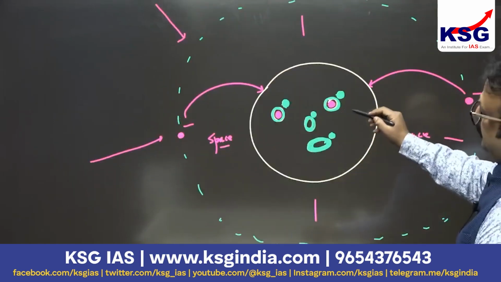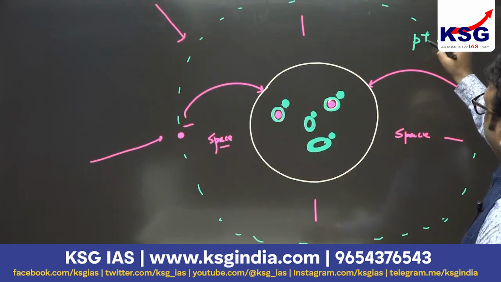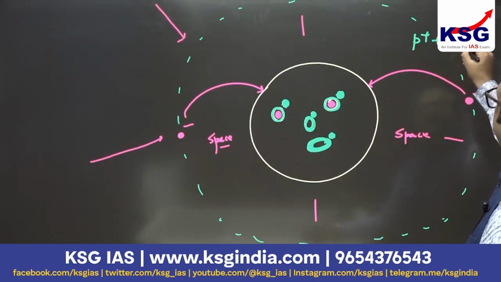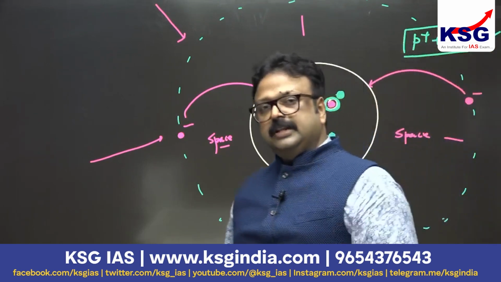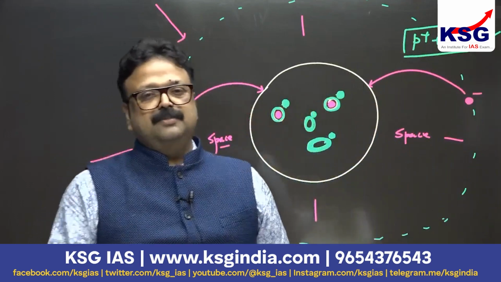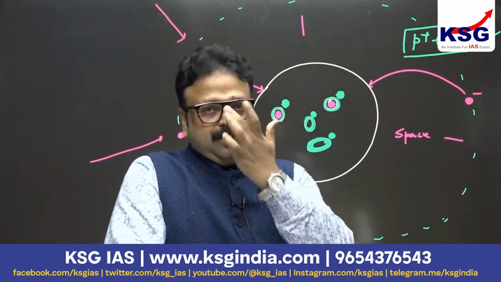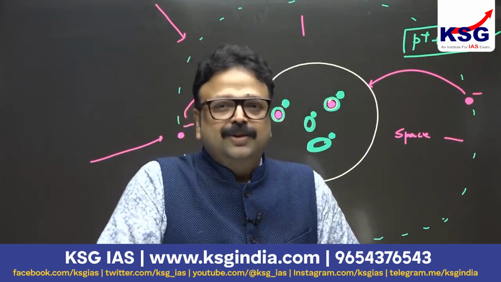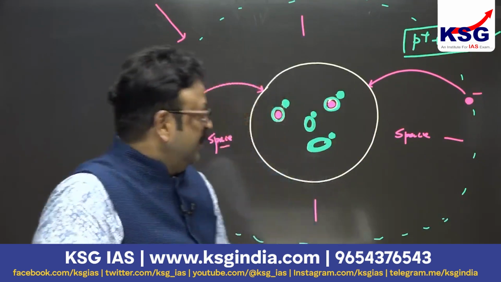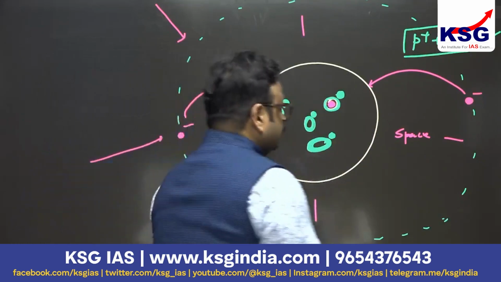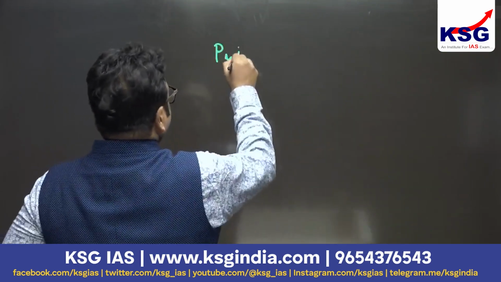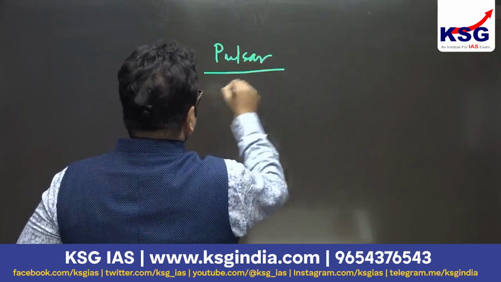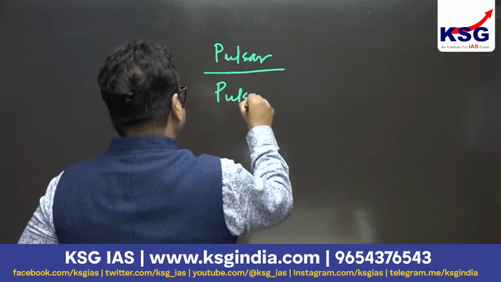Why are they made up of neutrons? Because the proton, which was having positive charge, is going to be neutralized by absorption of the electron inside the nucleus. A proton without charge is nothing but a neutron. That's why the name neutron star has been given. Neutron star. Fine. And this neutron star is also called a pulsating star. It is called a pulsar or pulsating star.